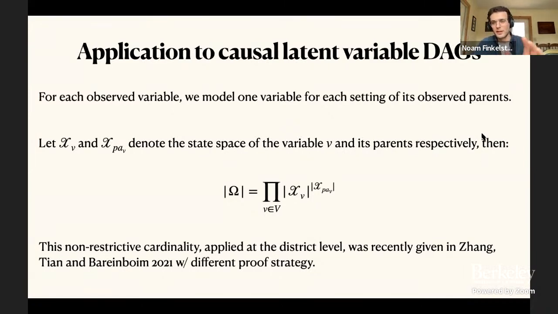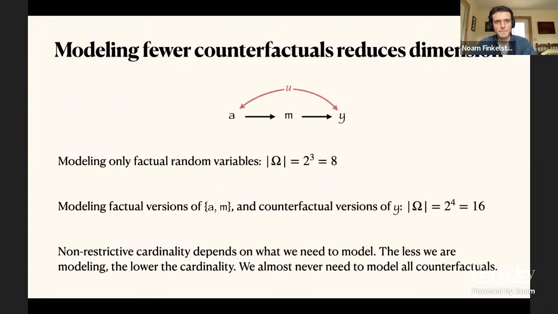So this is kind of our starting point, and then our question is, how much can we improve on this? And this is the same non-restrictive cardinality applied at the district level, not at the graph level, that was given in a recent paper, a 2021 paper by Zhang and company with a very different proof strategy.